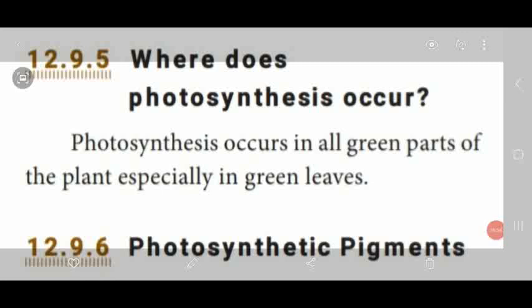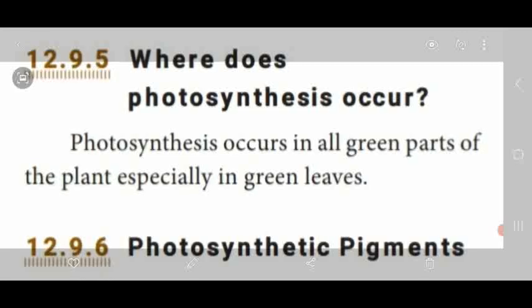Dear students, the next topic is where does photosynthesis occur? In the previous page I told you that all the green plants, algae, and some kinds of bacteria having the green color pigment called chlorophyll do photosynthesis. When we refer to higher plants, photosynthesis takes place in all the green parts present in the plant, especially the green leaves and stem region.